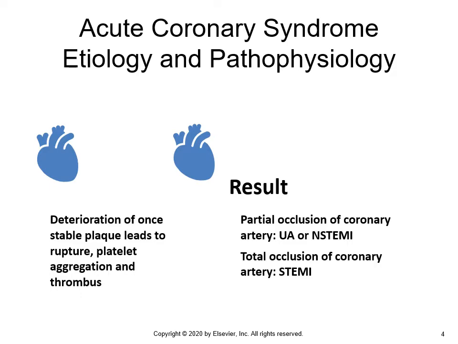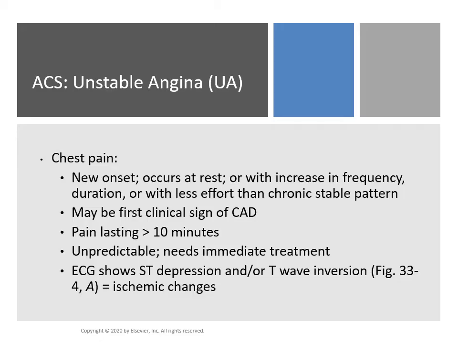So we've been using these terms, and I want to take a few minutes to do some actual definitions for you. Unstable angina is chest pain that is new in onset, or occurs at rest, or occurs with increasing frequency, duration, or less effort than the patient's chronic stable angina pattern. The pain usually lasts 10 minutes or more.